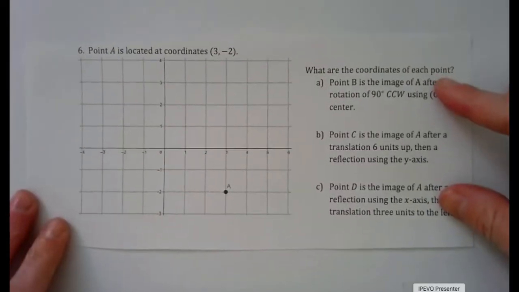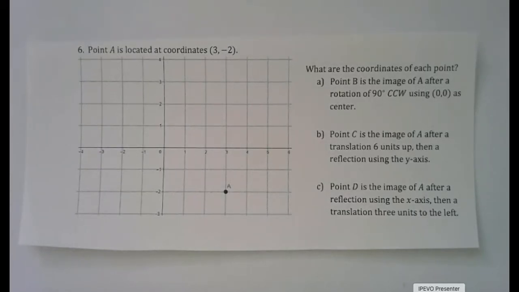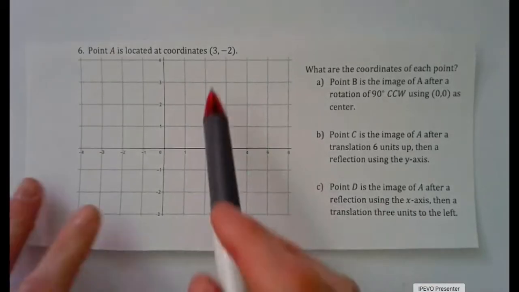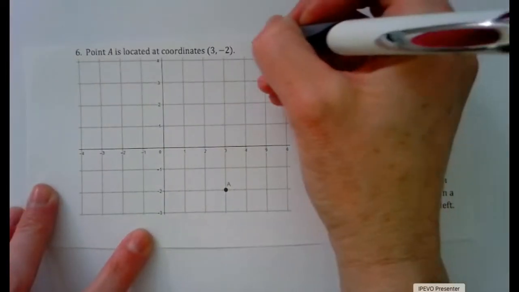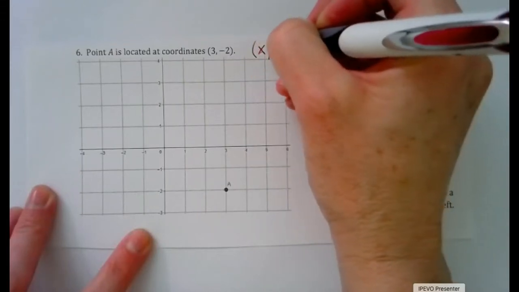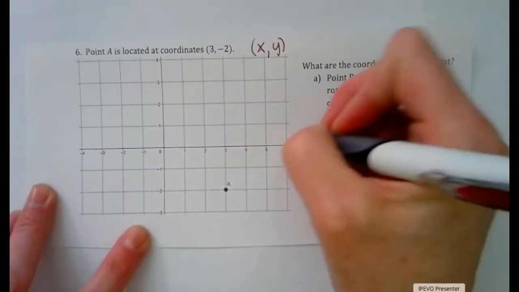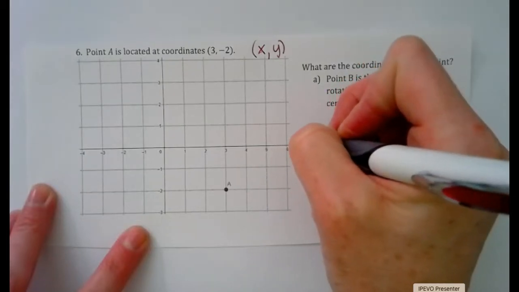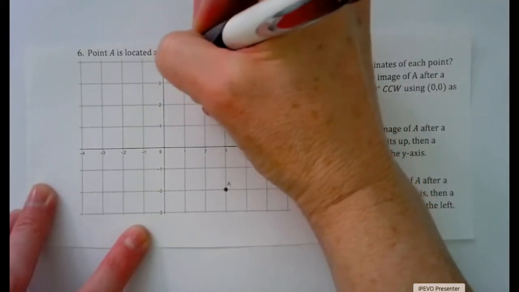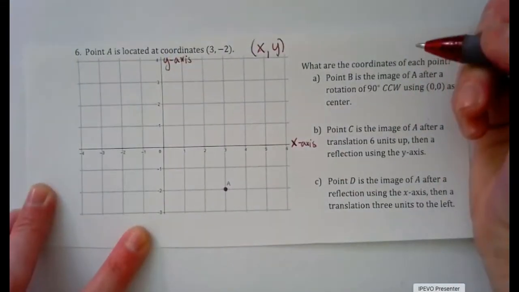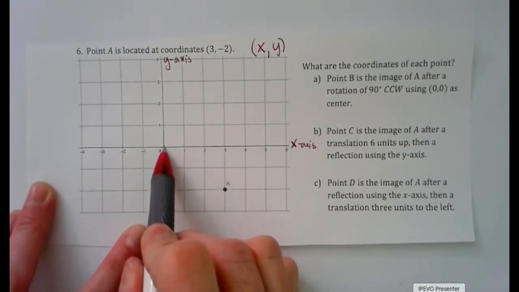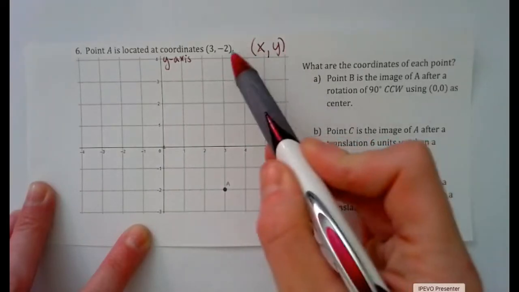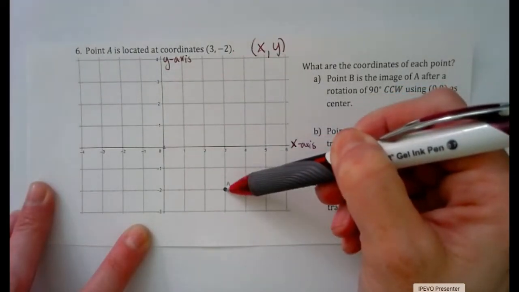For number 6, point A is located at coordinates 3, -2. Quick reminder about ordered pairs. Our first value is the x, second value is the y. This is the x-axis, y-axis. So when we plot this point, I start at the origin, 0, 0. 3 tells me I go to the right 3 on the x-axis. -2 says go down 2 on the y.